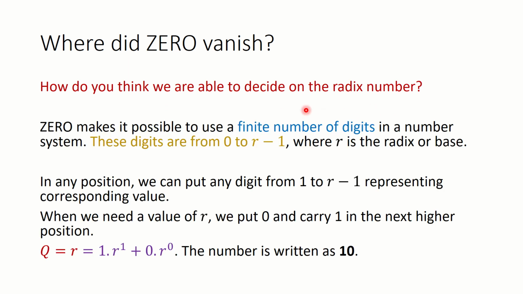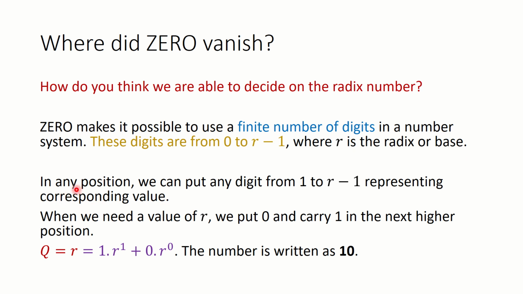Let us investigate further. We made a statement here that 0 makes it possible to use a finite number of digits in a number system, these digits being 0 to r minus 1, where r is the radix or the base. But let us see how this is made possible.